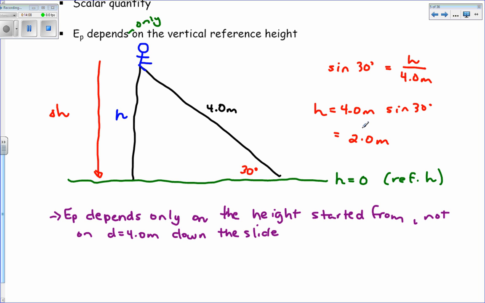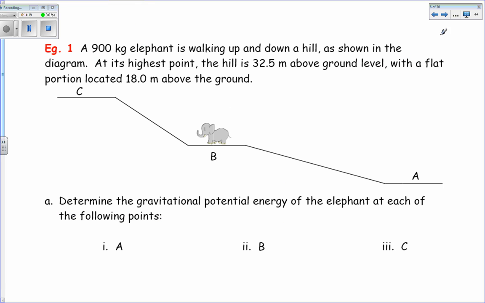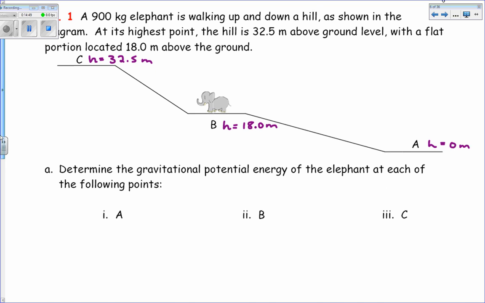Okay, so we'll just move into some examples using the formula. Okay, so we have a 900 kilogram elephant walking up and down a hill as shown in the diagram. At its highest point, so that's at point C here, the height is 32.5 meters above the ground. So then we'll make A the ground. And there's a flat portion here at point B that has a height of 18 meters above the ground. And we just want to find the elephant's potential energy at each of those 3 points.